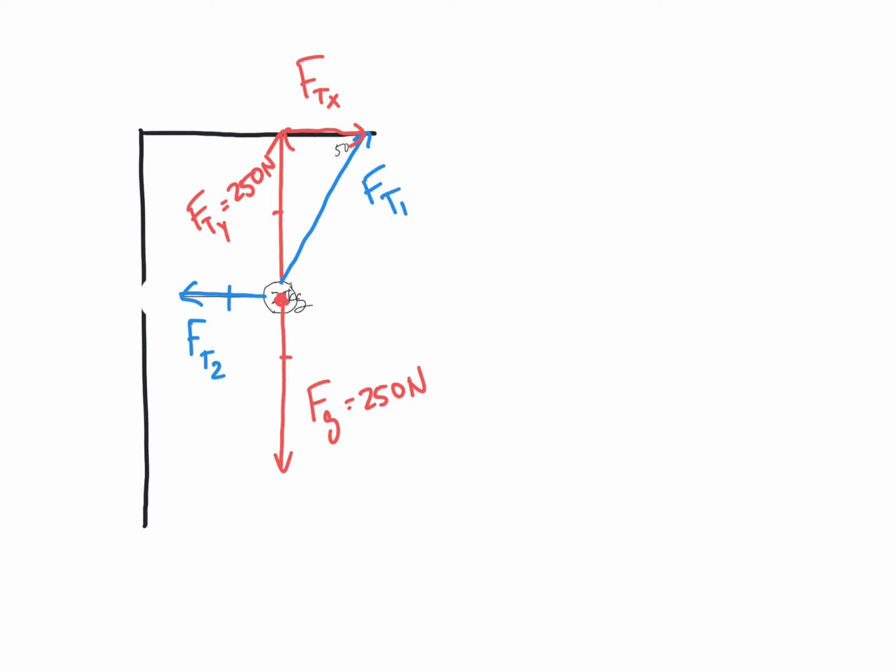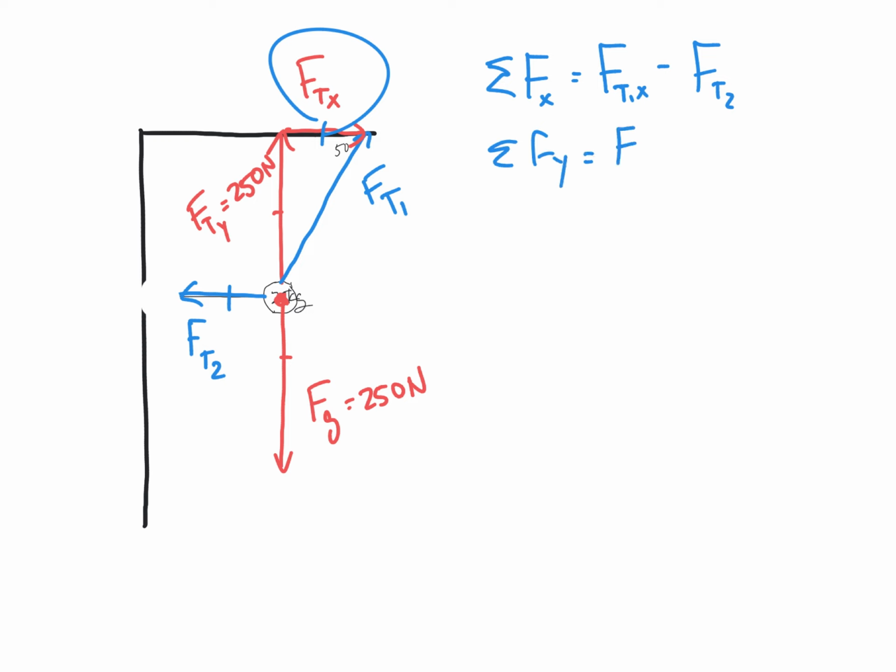Is that, and that should be the same length, which would mean that the sum of the forces in the x direction are equal to FT1x, that's that force, minus FT2. And the sum of the forces in the y direction are FT1y, that's that force, minus FG. Both are equal to 0.